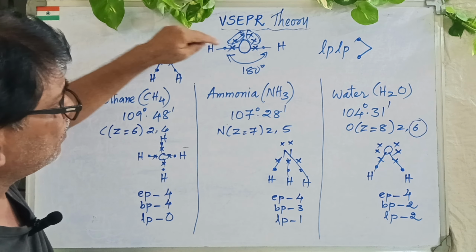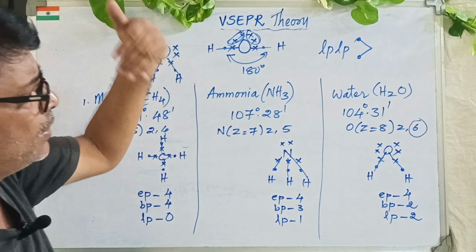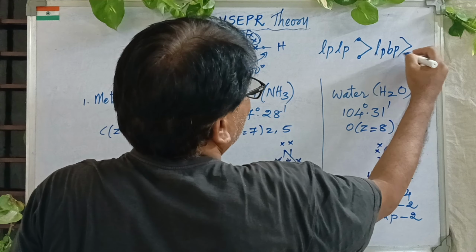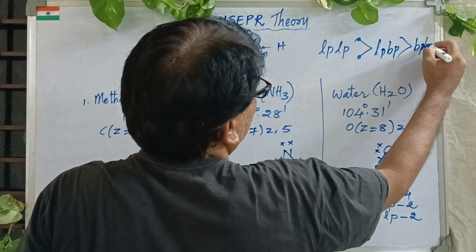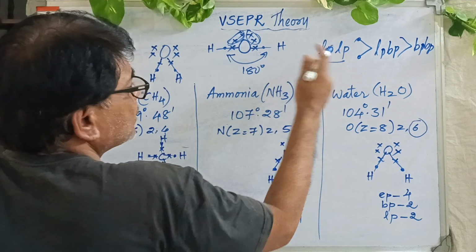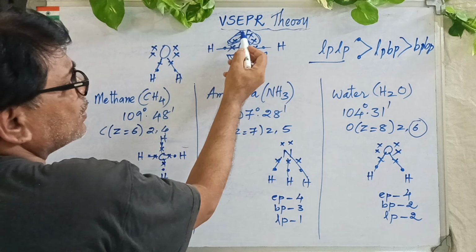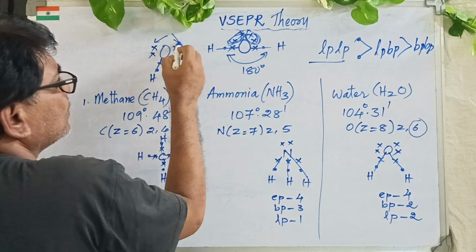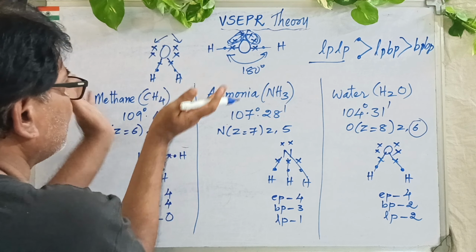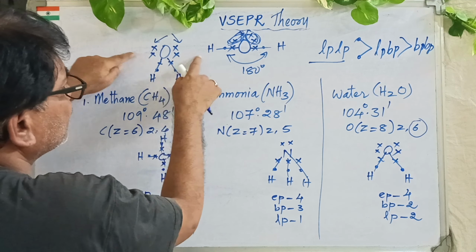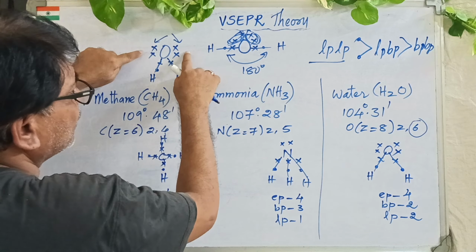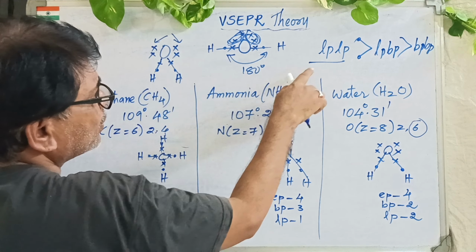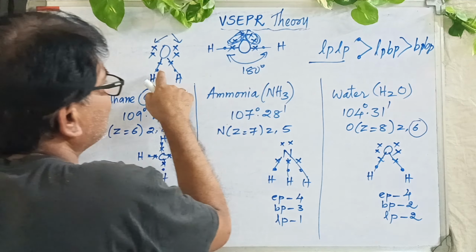Two lone pairs. That means lone pair-lone pair repulsion is greater than lone pair-bond pair repulsion, and lone pair-bond pair repulsion is greater than bond pair-bond pair repulsion. Therefore, in this case, repulsion is more. So instead of staying here, since they repelled, this one has come this side. When they repelled and came down, these two which were here are pushed down. So more the repulsion, lesser is the angle. That's what it is. More the repulsion, lesser is the angle.